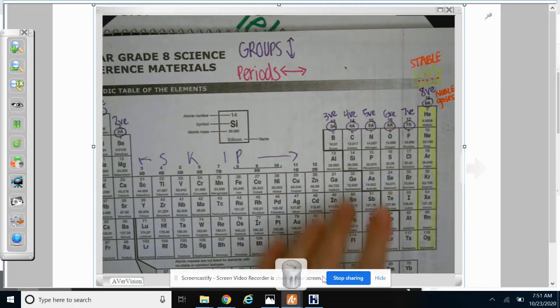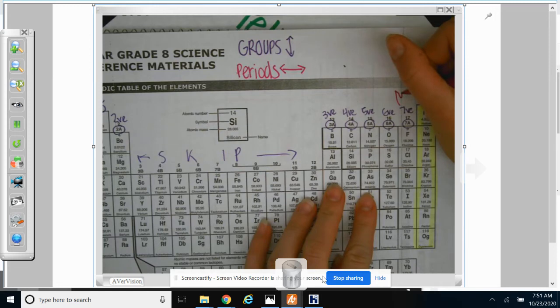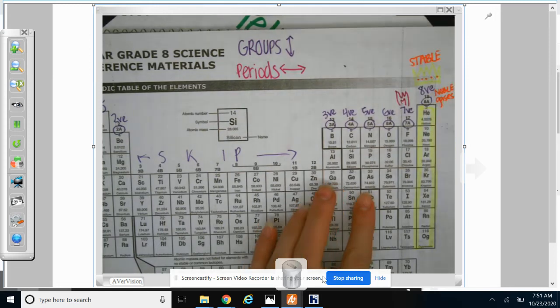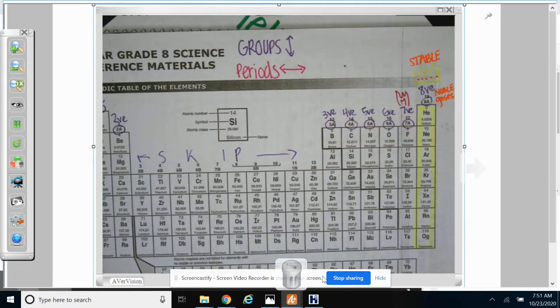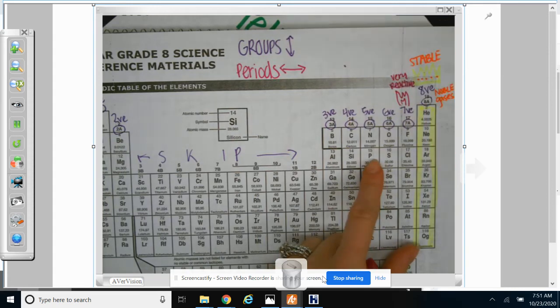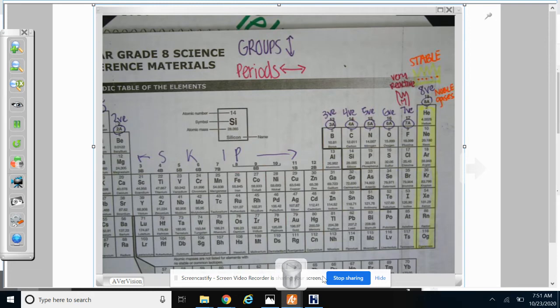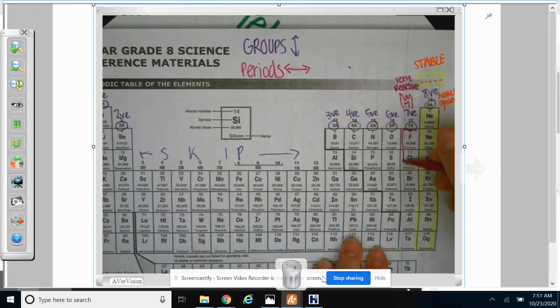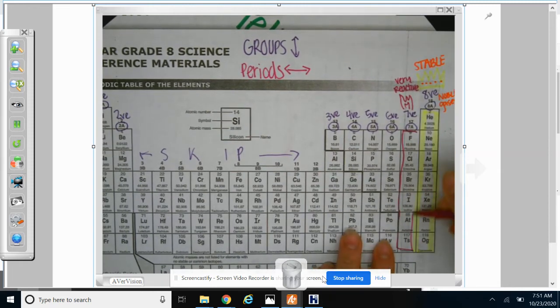So they're going crazy. That's why I say to draw a little fire flame over them, because they are highly reactive. These ones are very reactive. If they can get one more valence electron, they are stable. So this entire group of elements is very reactive. They react similarly. There's another group that's very reactive.